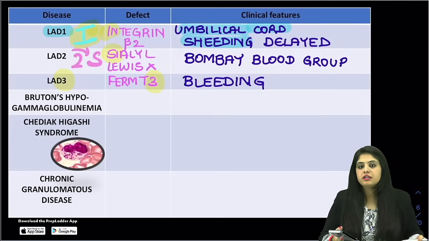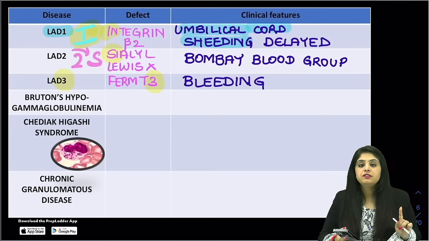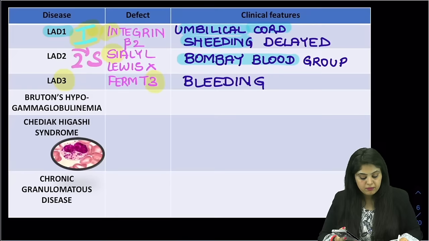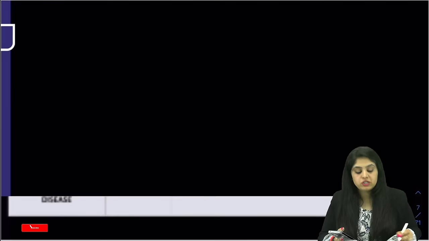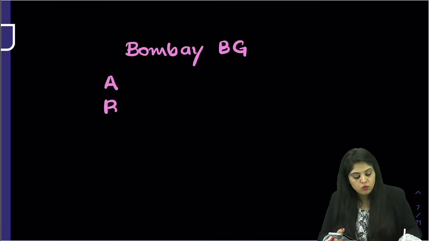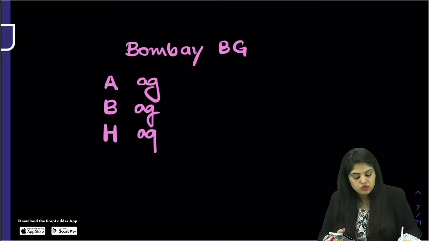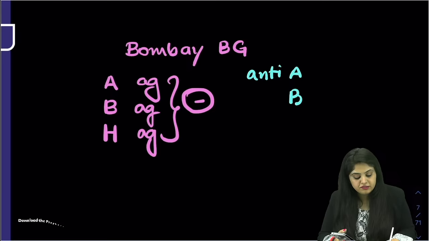Having said that, LAD 1 is a problem in the umbilical cord separation. LAD 2 is the Bombay blood group. Quickly tell me, guys, what is a Bombay blood group? How will the question come to me? Whenever they want to tell me about a Bombay blood group, it's a blood group in which there are no antigens at all: A antigen, B antigen, H antigen. All the antigens are missing. And when all the antigens are missing, all the antibodies are going to be present. So A, B and H antibodies are going to be present.